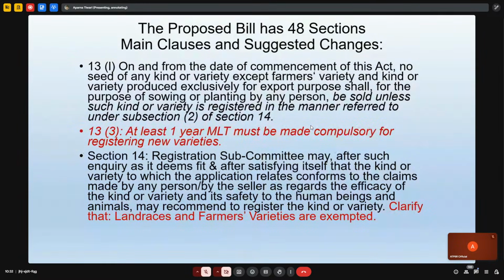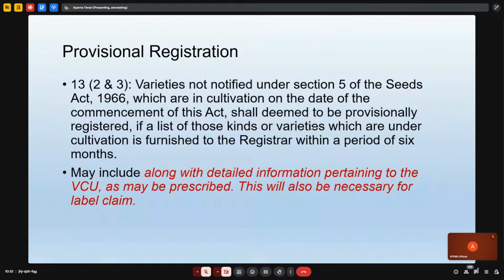Now, here there is no mention of land races and farmers' varieties. It appears that because these are not mentioned, these are exempted. But whether these are really exempted or not has not been clarified. So this also, I feel, needs to be clarified in the Act itself. Next one, please.